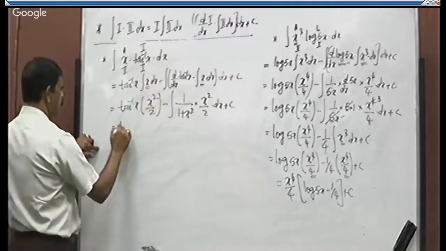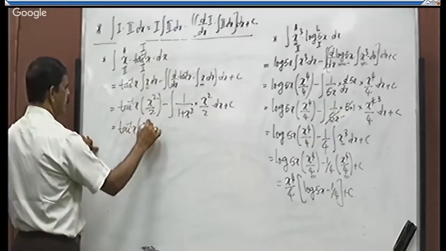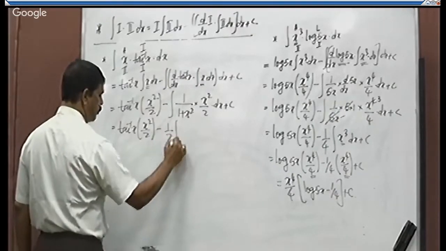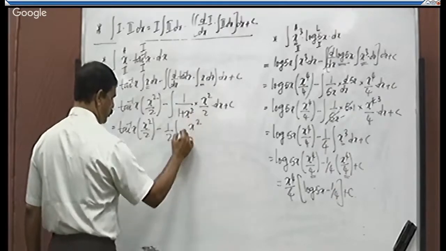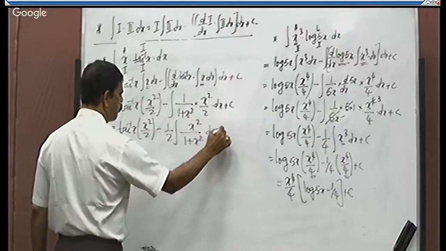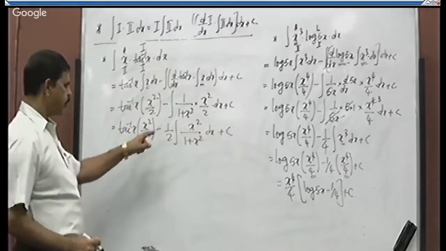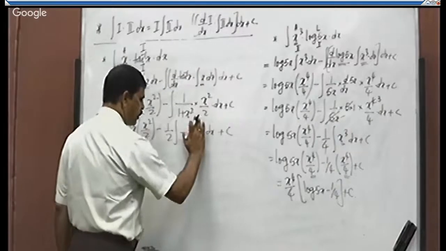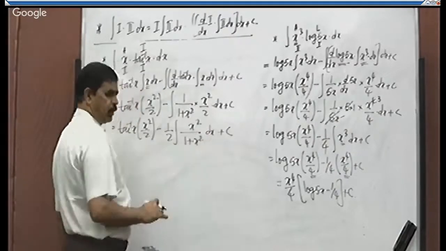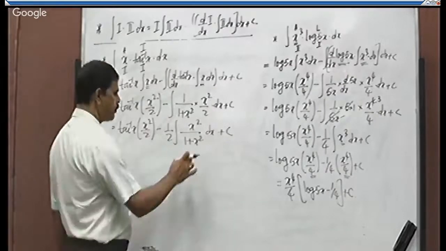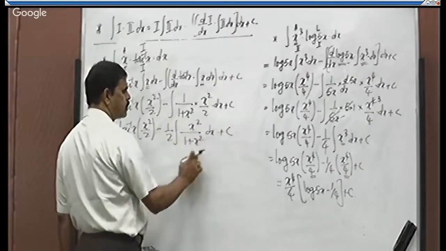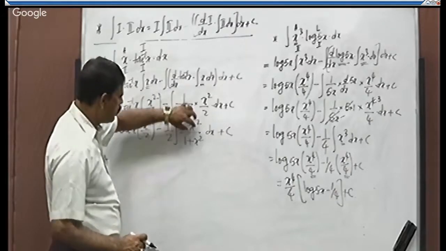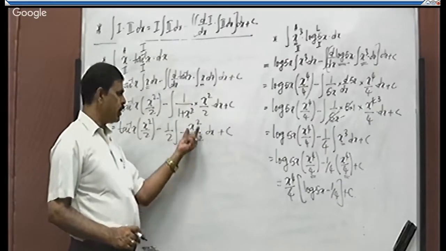This is tan inverse x into x square divided by 2 minus, taking the constant outside, 1 by 2 into integral of x square divided by 1 plus x square into dx plus c. So x square by 1 plus x square, how to integrate this? We cannot integrate directly. If it were only x, we could integrate by substitution, taking this as t and changing the variables. But we have the same power of x, so we need to divide 1 plus x square into x square.